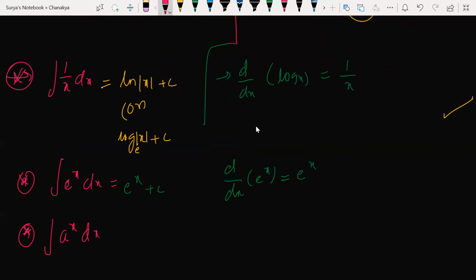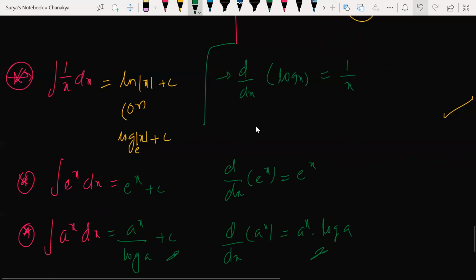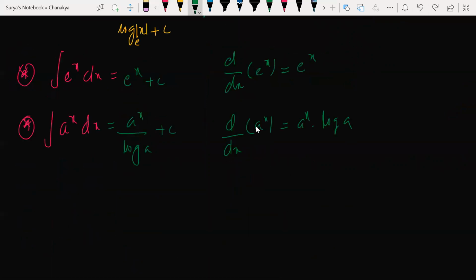The integral of a power x is what? a power x by log a plus c. But d by dx of a power x is a power x into log a. Here multiplication, here division. Getting my point? For e power x it is the same formula for both, but here it is divided by log a, there multiplied by log a.